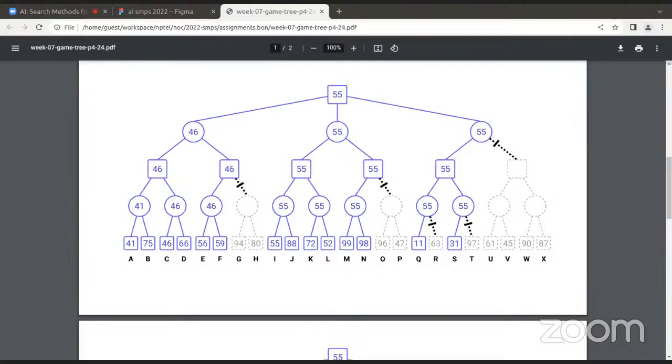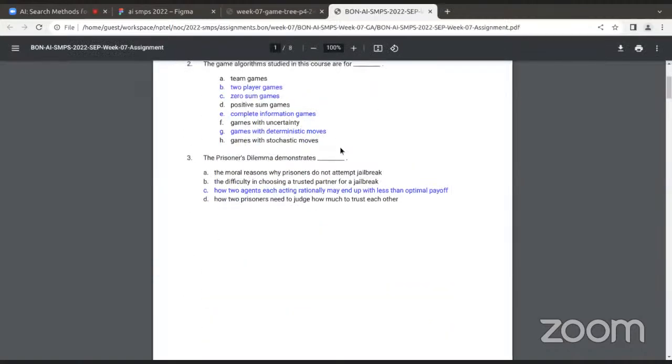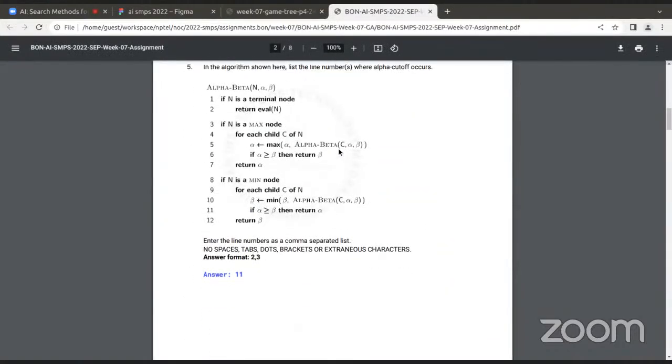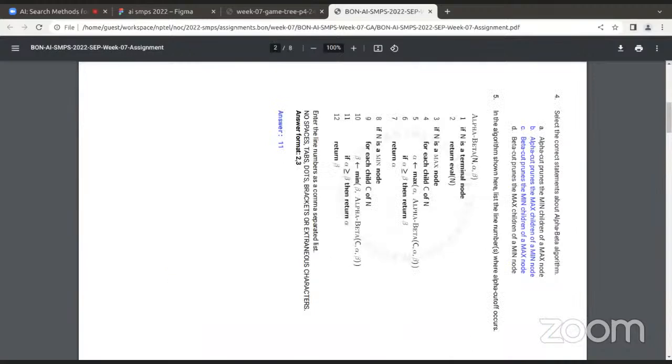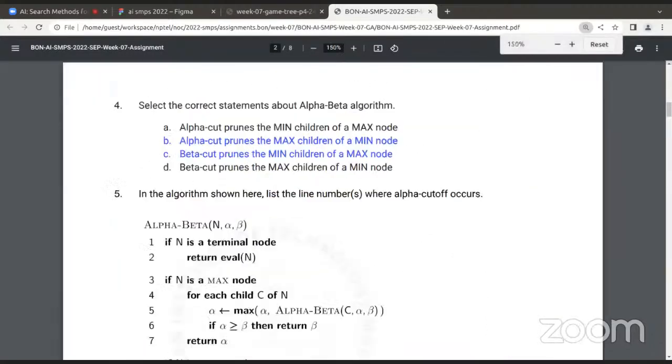Oh, it's there in the assignment. It is there in the week 7 assignment. That's why we gave it. We made it available in GA. Now, is alpha beta visible here? Yeah, it's visible. Okay. Oops, I pressed some wrong key here.